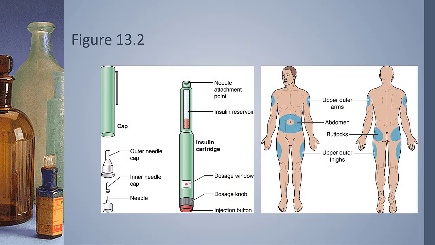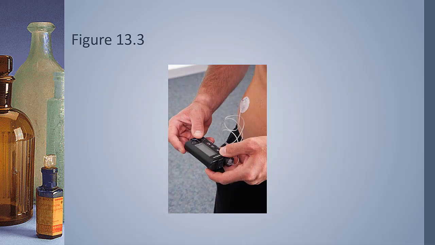This is figure 13.2, using an insulin pen injector, the parts of the insulin pen, and the insulin and common insulin injection sites. This is figure 13.3, a basic insulin pump with a glucose sensor and infusion set.